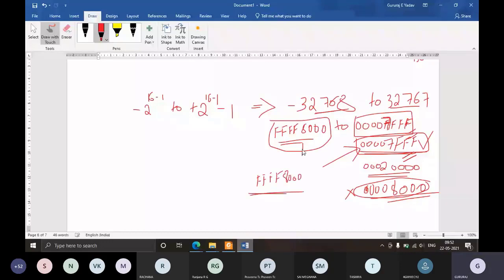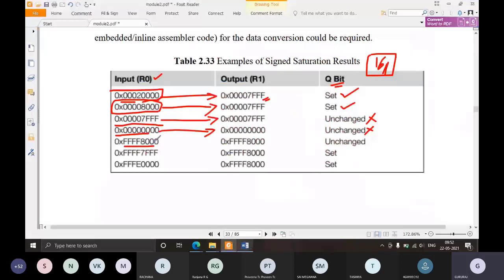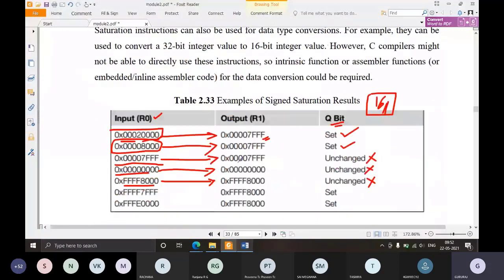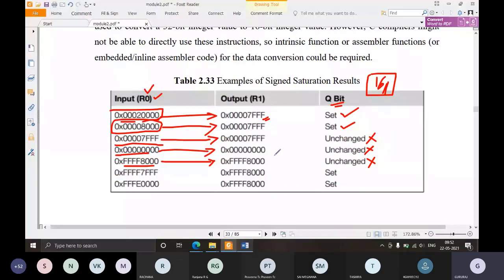So hence what will happen? No saturation will take place. This value is preserved as it is because it is within the negative range that we can represent. And you can see the saturation bit is unchanged, because no saturation took place. Fine. So remember, we are doing this operation SSAT.W R1, #16, R0. We are trying to saturate the given input value, which is in R0, to a 16-bit signed value. Right?